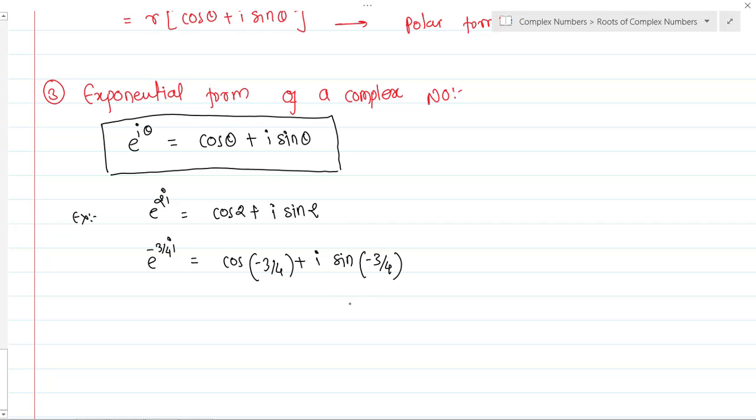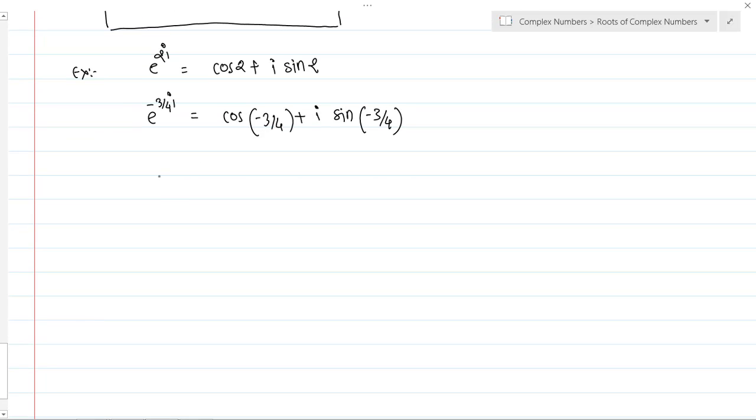अजून एक सर. घ्या ना अजून एक घ्या. Suppose I have e raised to minus pi by 2 I. This is given as, yes, what will be the answer? Cos of minus pi by 2 plus I sin of minus pi by 2. समजला सर.